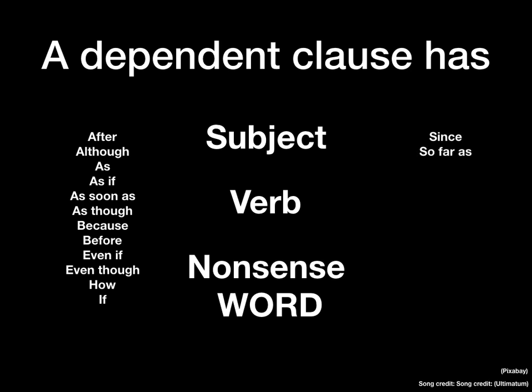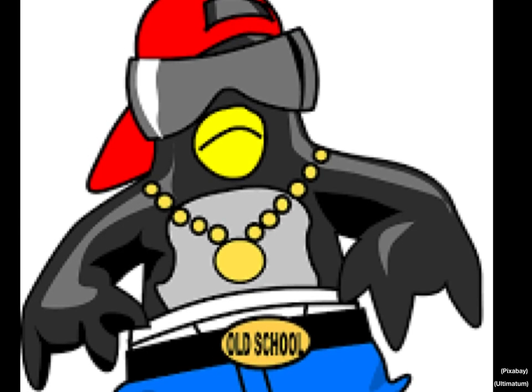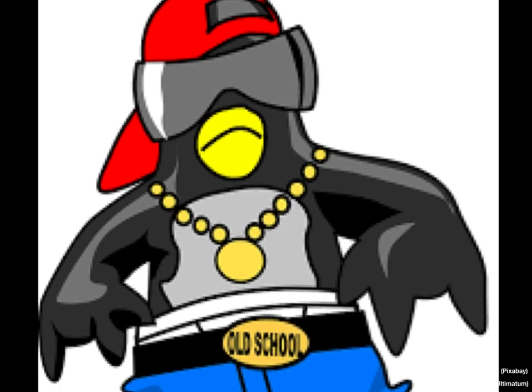Since, so far as: subject, a verb, and a nonsense word. So that, unless: subject, a verb, and a nonsense word. Until, when: subject, a verb, and a nonsense word. Whenever, wherever: subject, a verb, and a nonsense word. Whereas, wherever: subject, a verb, and a nonsense word. Whether, while: subject, a verb, and a nonsense word. I switched it up a little bit there for you. That's all right.